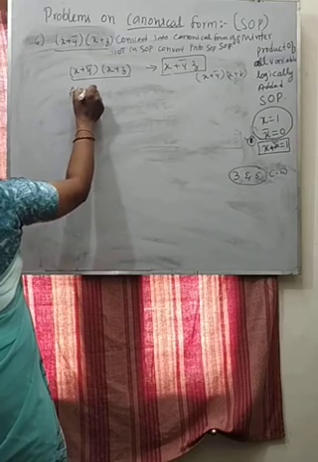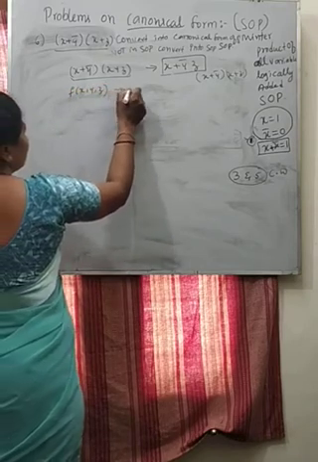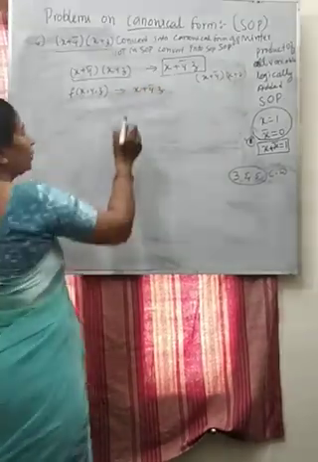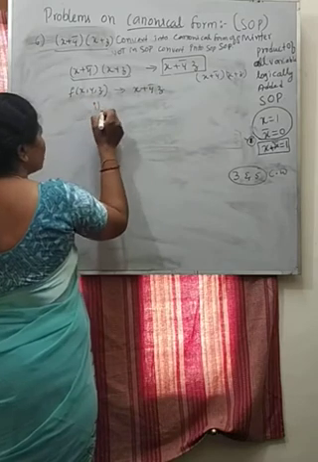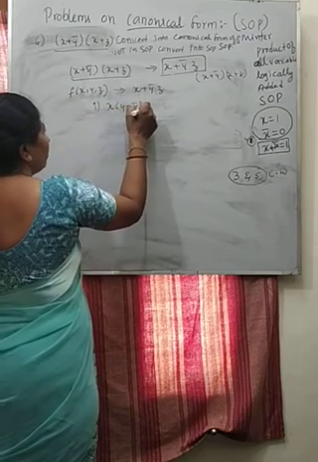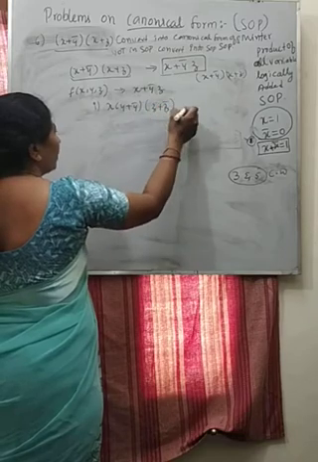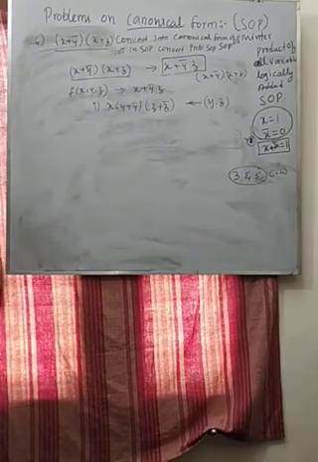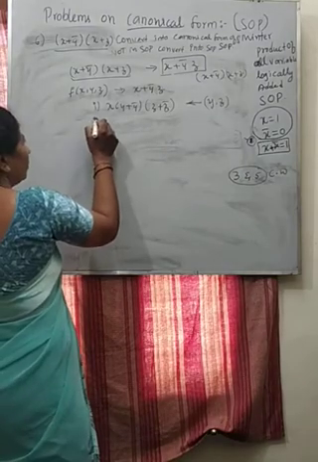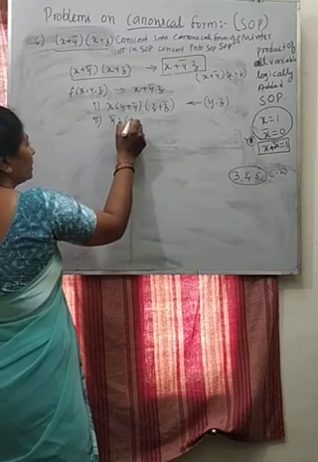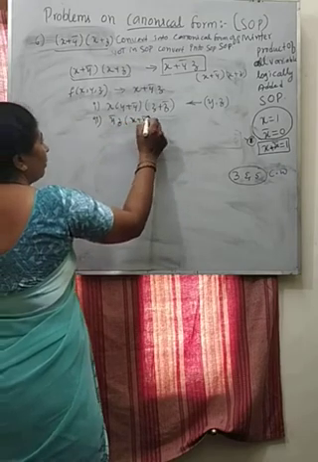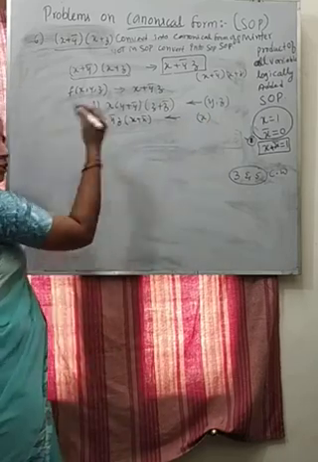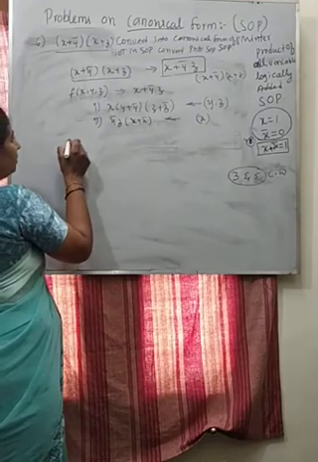Identify what variables are there: x, y, z. So you will get x plus y complement z. There are two terms: one term, two terms. In the first term, y plus y complement and z plus z complement are both missing. What variables are missing? y and z are missing. In the second term, y complement z, x plus x complement is missing. That means x is missing.